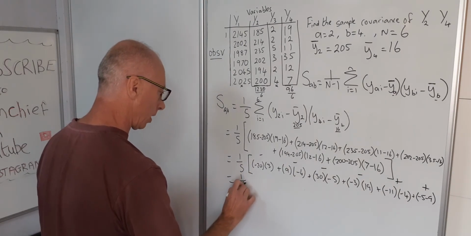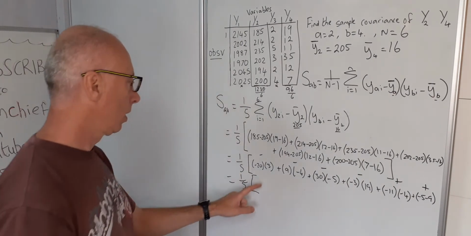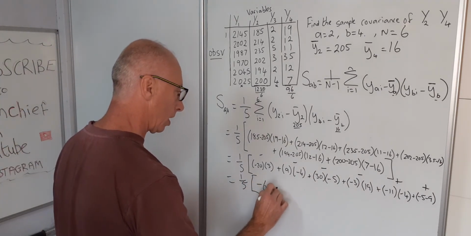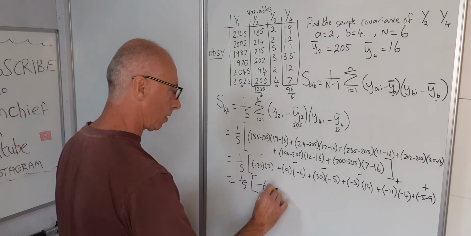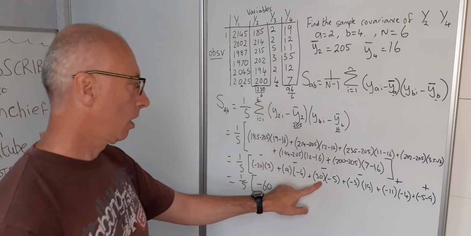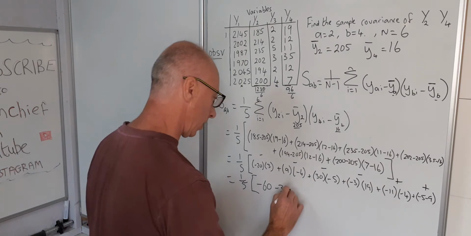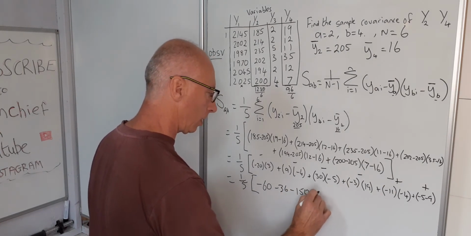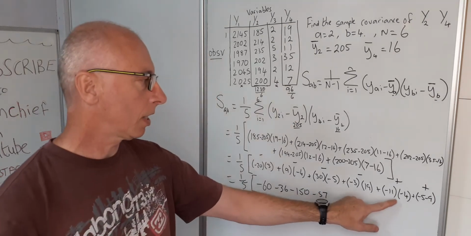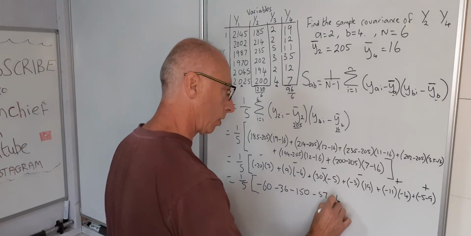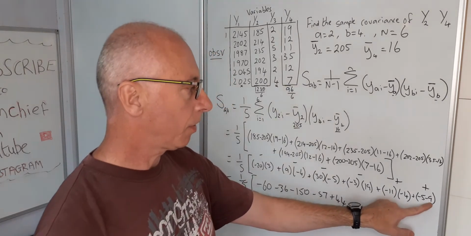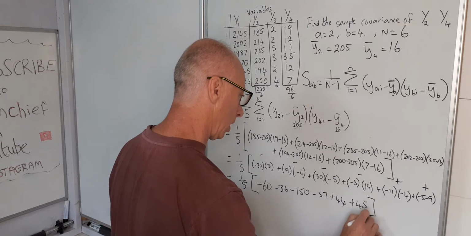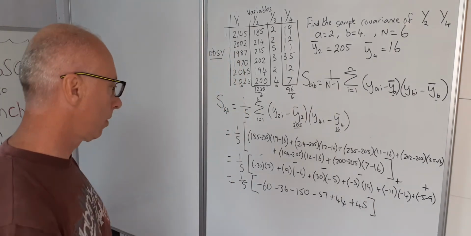Let's do our mental arithmetic. 1/5 times minus 20 times 3, that's minus 60. 9 times minus 4 is minus 36. 30 times minus 5 is minus 150. 3 19s is minus 57. Minus 11 times minus 4 is plus 44. And minus 5 times minus 9 is plus 45. So this is looking like it's going to be a negative covariance.